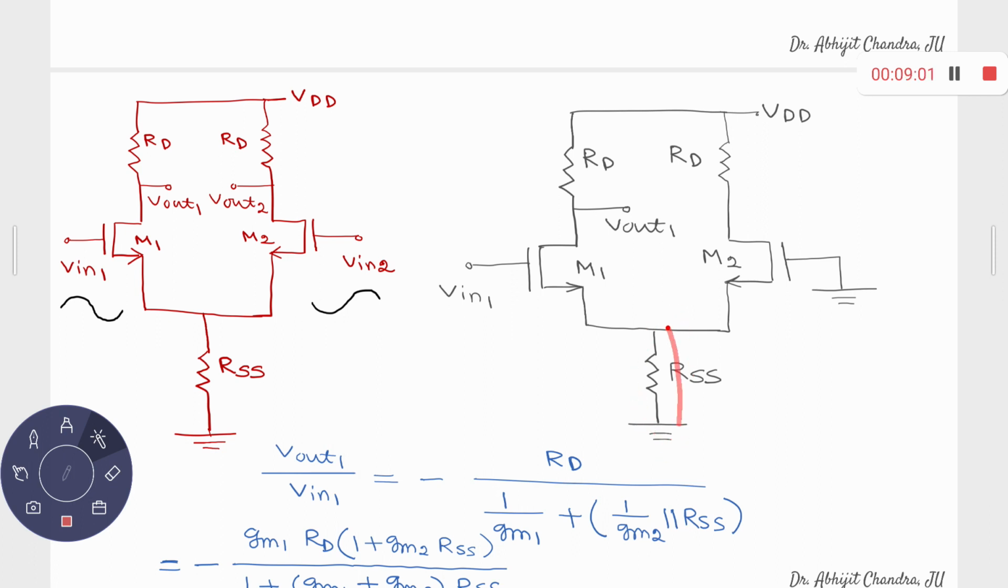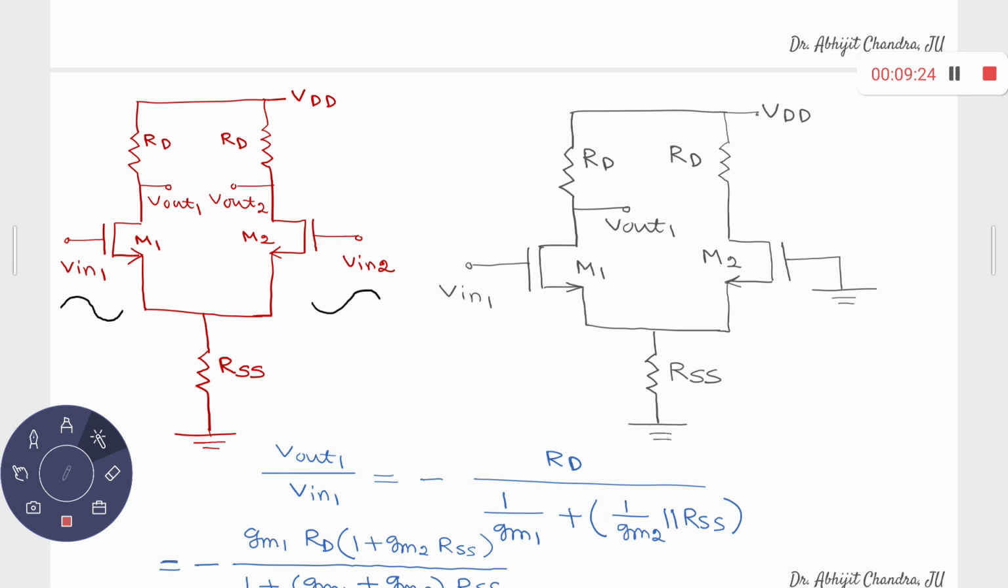So this time, this was infinite last time, so you don't have any current flow through this. But this time you have this resistance along with that resistance, right? So this RSS and that 1 upon GM2. Last time I calculated 1 upon GM2. Apart from that, you have this RSS. So these two are coming in parallel. So now this is your degeneration resistance, RSS parallel 1 upon GM2, right?